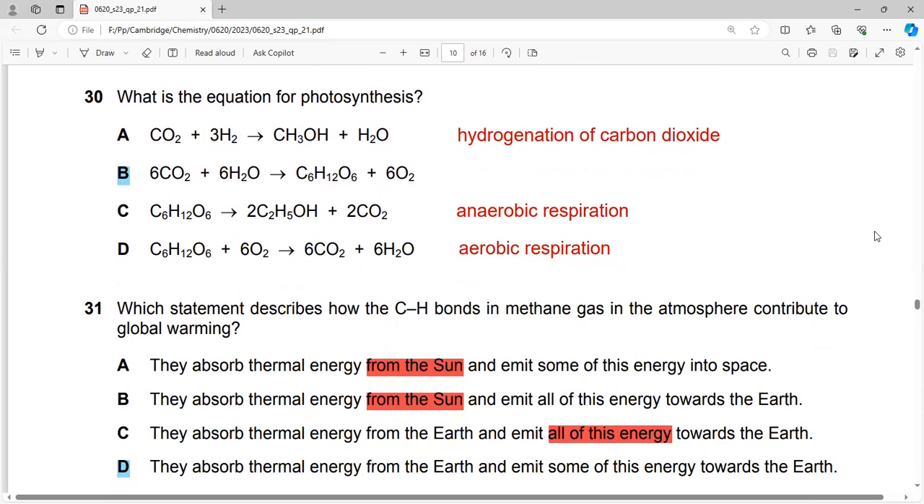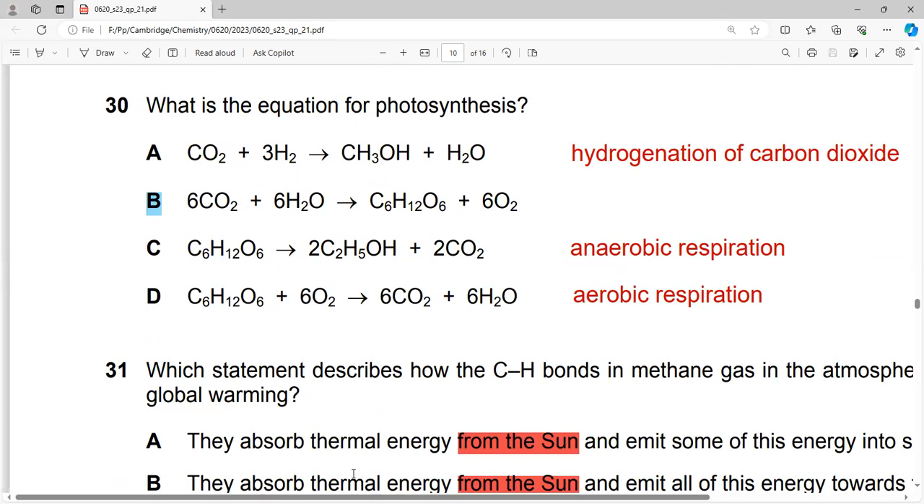Question number 30. In question number 30, what is the equation for photosynthesis? What is happening in photosynthesis? The carbon dioxide reacts with the water molecule in the presence of chlorophyll and sunlight, and it produces glucose and oxygen. So we're going to check that.